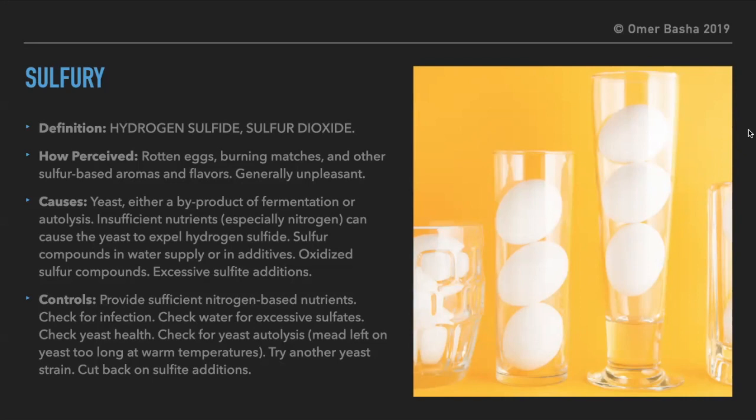To control it, provide sufficient yeast nutrients, check for infection, check the water for excessive sulfates, check the yeast for health, check for yeast autolysis. So make sure the mead is not left too long on the yeast cake, try another yeast strain, and cut back on the sulfite additions. So this is for the sulfuric flavor.